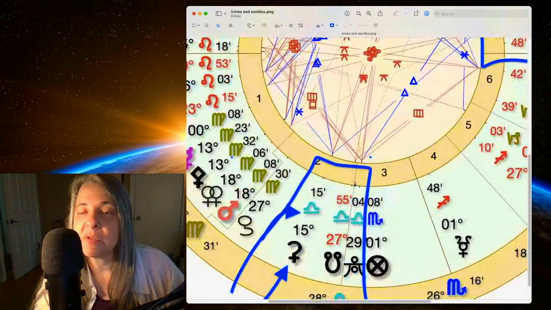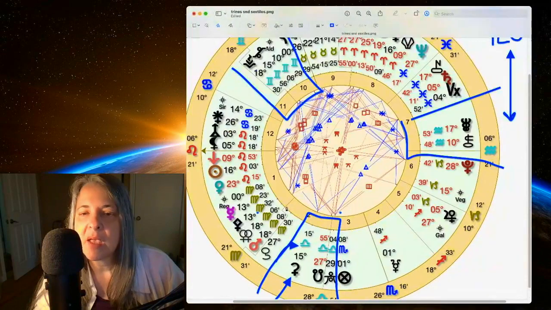For some reason, my brain is a little weird. I've got the nodes doing their thing with my mind. And so what do we have?